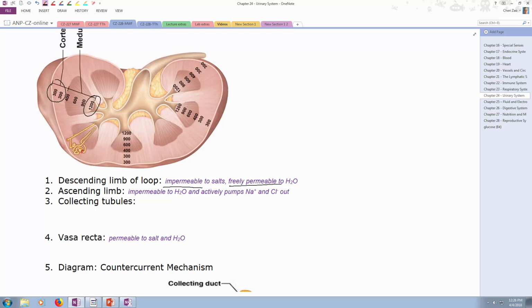What's interesting then on the ascending limb, it's actually impermeable to water and is going to actively pump sodium chloride or salt out. This is important in what's going to actually happen to the concentration of our urine itself. Then the next thing is, in the collecting tubules, this area happens to be permeable to urea. And I'm going to scratch out tubules and I'm going to put ducts because that is the one that actually goes definitely all the way down the pyramid.